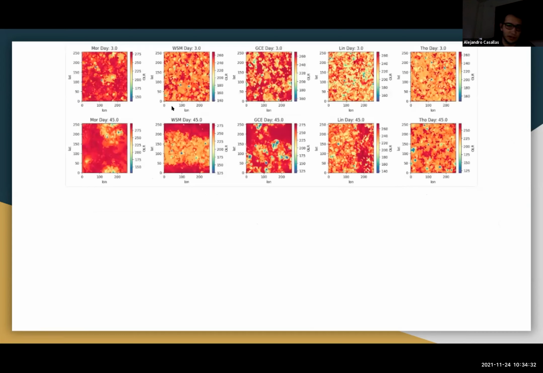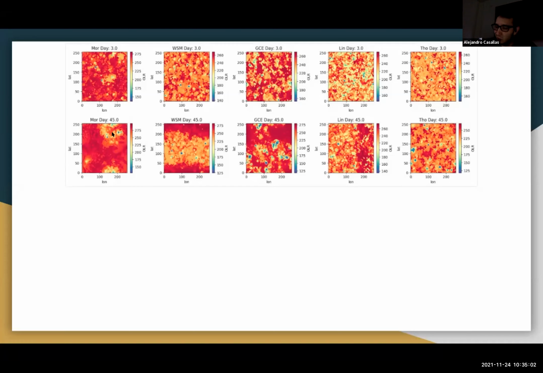So if you see here, you are seeing OLR, and each column is a scheme, and you see here day 3 and day 45. So you can see that Morrison is organized, WSM is organized, GCE is organized, Lin is starting to organize, but Thompson is not. And you know something is organized because you see an enhancement in OLR here, and the convection only in a line or in a blob.